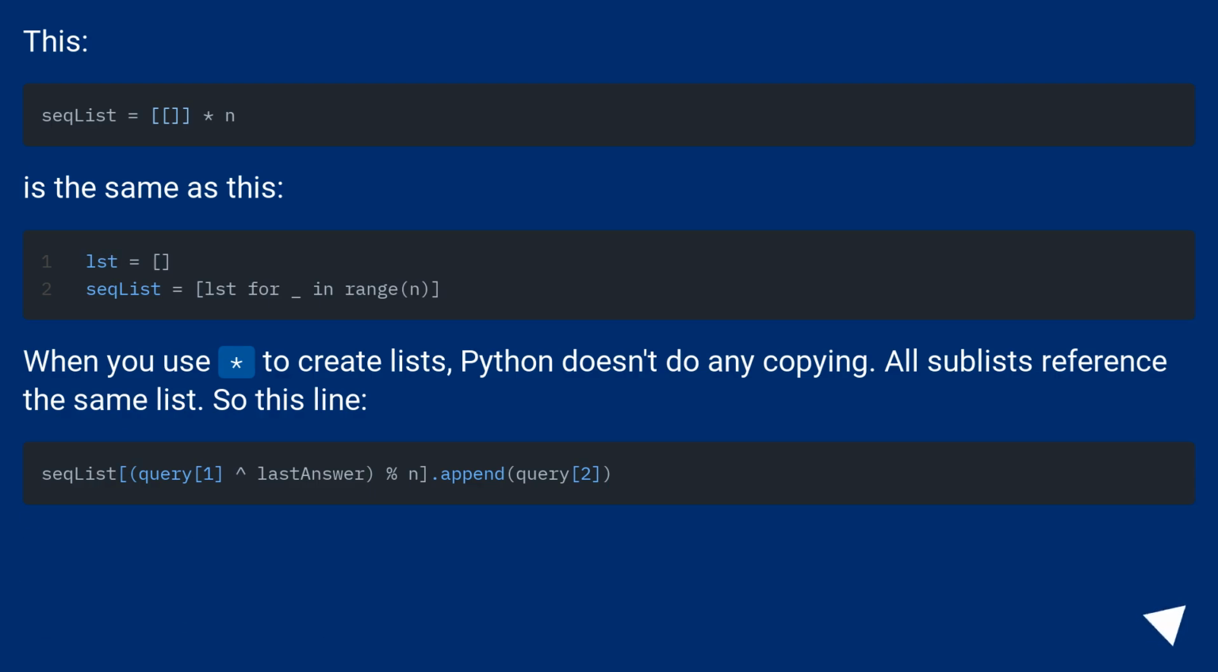This is the same as this. When you use the multiplication operator to create lists, Python doesn't do any copying. All sublists reference the same list. So this line appends to all the lists.